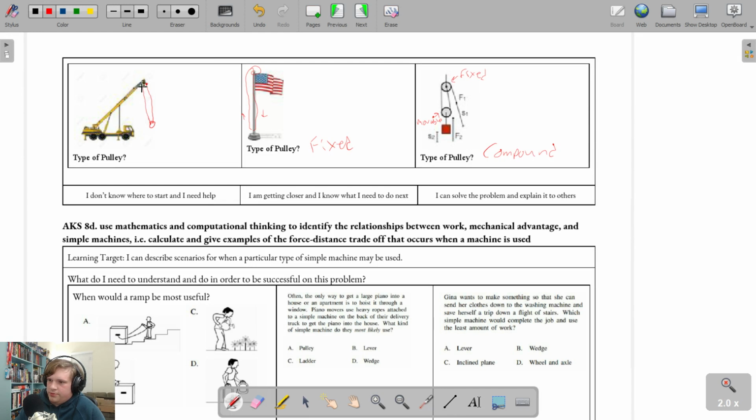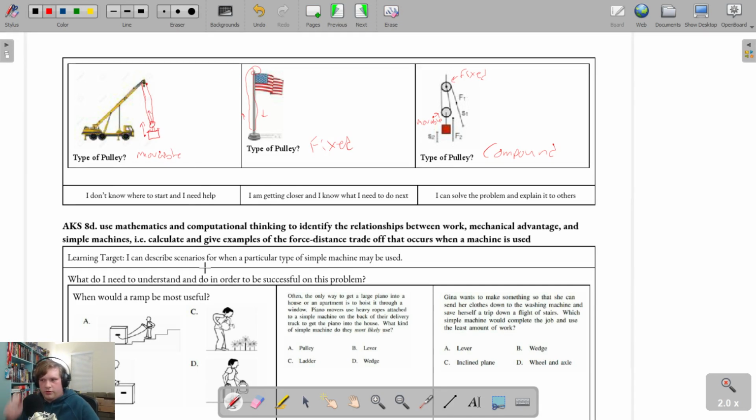The rope goes back up. You attach your weight to the pulley here, and then it pulls on one side, and it raises the weight. That is a movable pulley because as the weight goes up, the pulley also goes up.